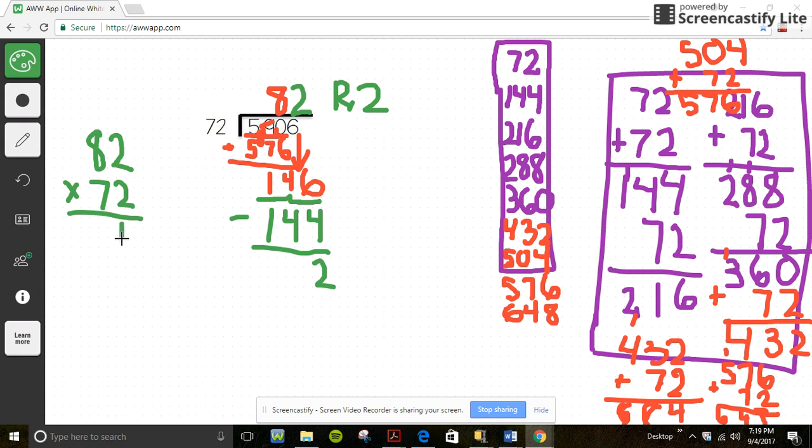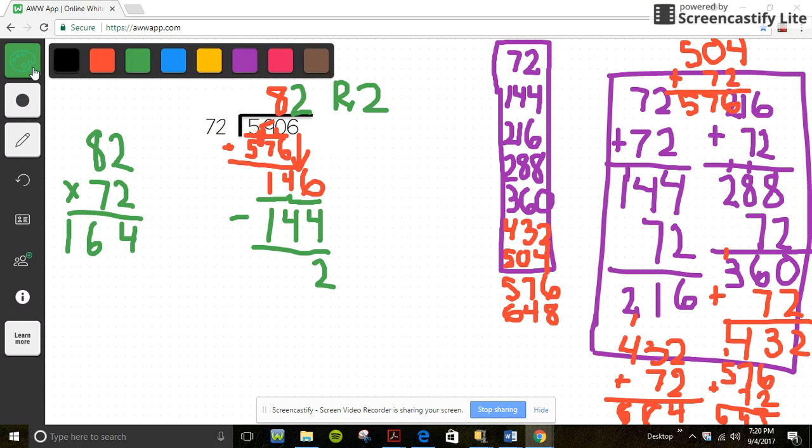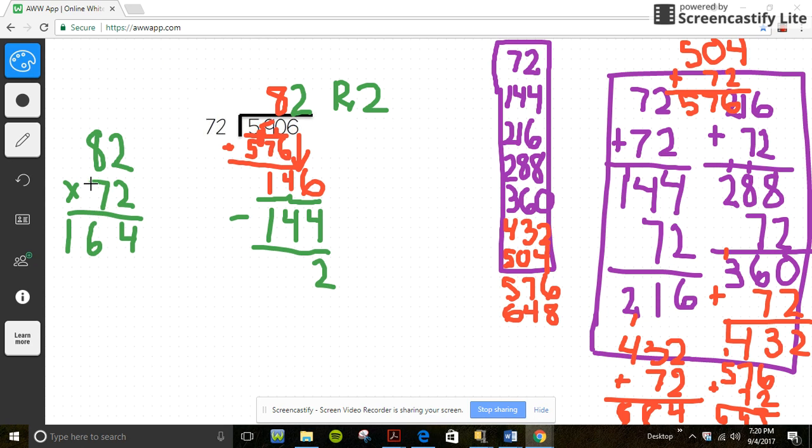2 times 2 is 4. 2 times 8 is 16. If I do not know my multiplication, I should do my skip counting. I'm going to change the 7 to a blue. 7 times 2, oh, don't forget that 0 on that second row. 7 times 2 is 14. Carry the 1, and 7 times 8 is 56. Plus 1 more is 57.